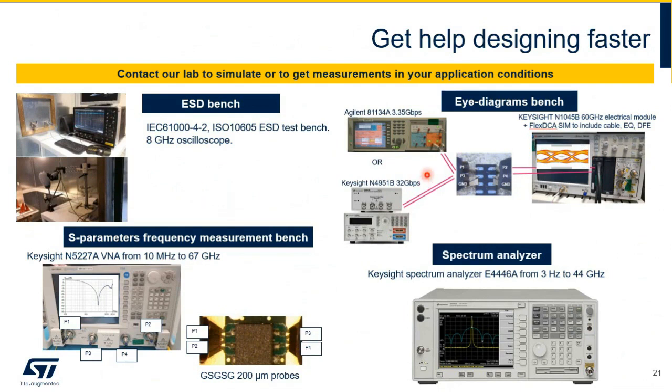On the right, we can see our eye diagram bench as presented before. We made some eye diagram measurements on a lot of standards, like for example USB 2.0, USB 3, USB 4, HDMI, MIPI or DisplayPort, and so on. We also do S-parameter frequency measurement on single-ended or differential devices using a vector network analyzer, which can make measurements up to 67 GHz, and measurement on a spectrum analyzer, like radiated measurement, harmonic measurement, up to 44 GHz, and so on.